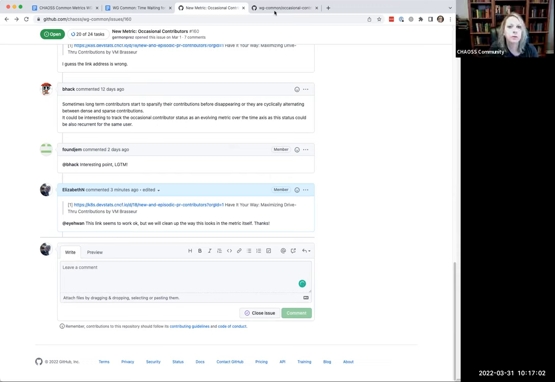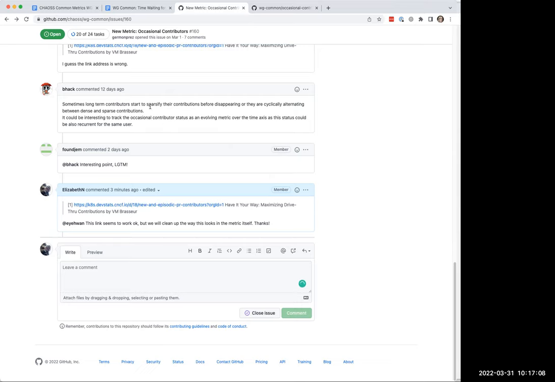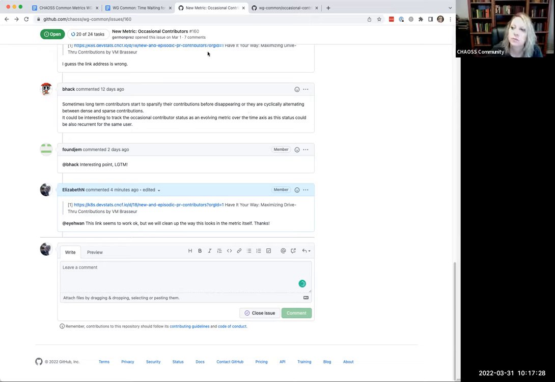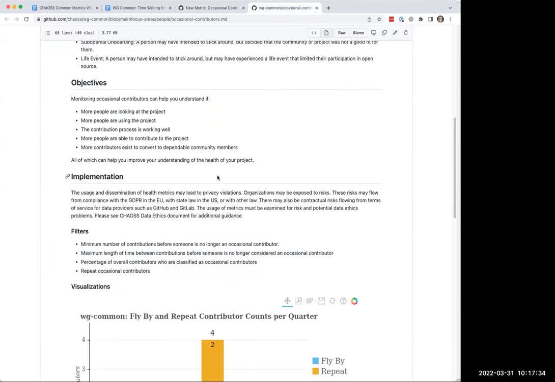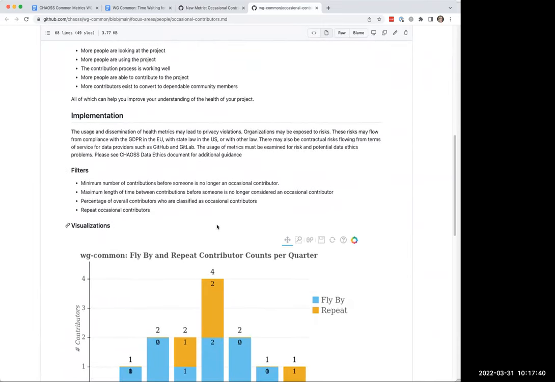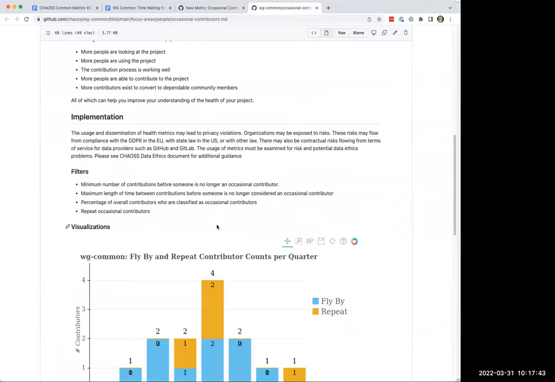Yeah. But are they talking about patterns? Sometimes long-term contributors. Are they talking about the pattern of behavior of moving from an occasional contributor to a core contributor, to an occasional contributor, to a core contributor? So moving between those, maybe that's something that's not explicitly stated in the metric. The idea of tracking an occasional contributor as they become a core contributor, or tracking a core contributor as they become an occasional contributor.